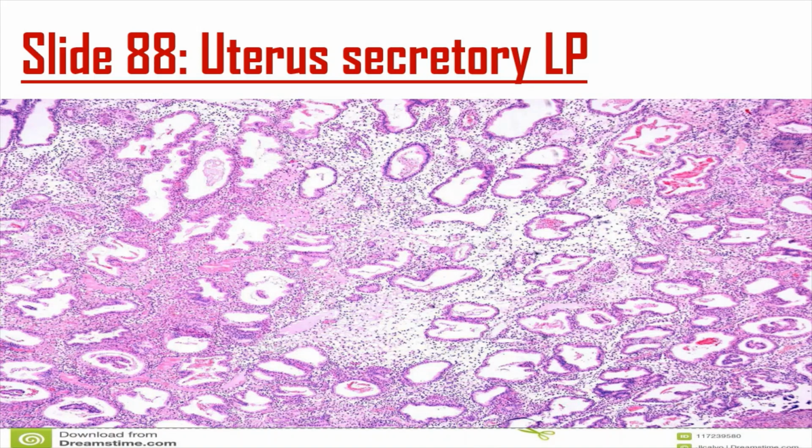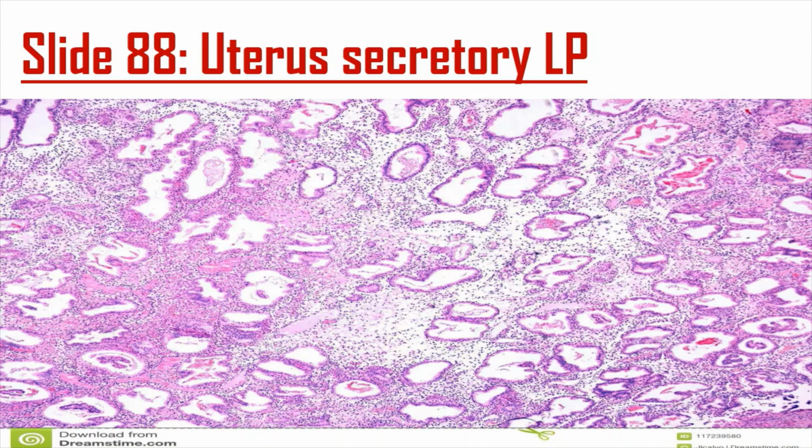You can see these are glands. The glands in a secretory uterus are wider and tortuous, meaning they are irregular and wide. The reason they are wide is because they are big and they are secreting. That's why they have material inside. They're secreting glycoproteins and everything that is needed for the baby to grow.